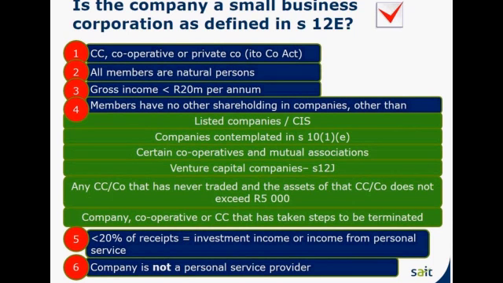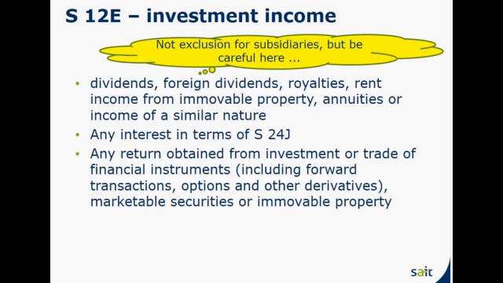12E. So your small company with a few properties that you rent out would not be a small business corporation, seeing that rental income from immovable property would be investment income. That's the only income it earns. So your shareholding companies, your companies holding intellectual property, and your companies holding property that's being rented out, they need to fall out, seeing that they're earning more than 20% of the income as investment income.